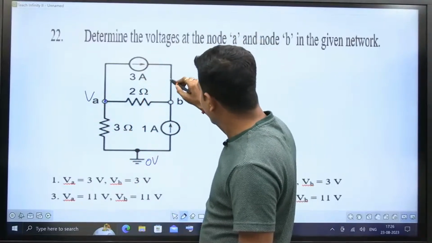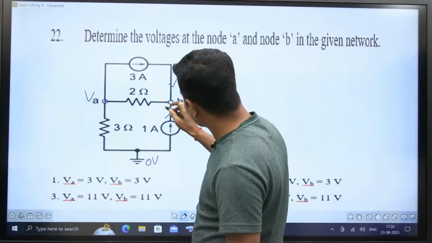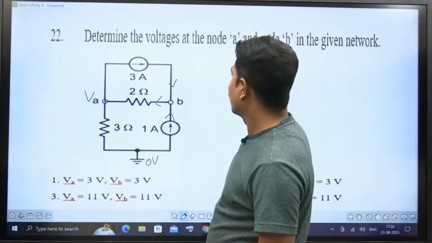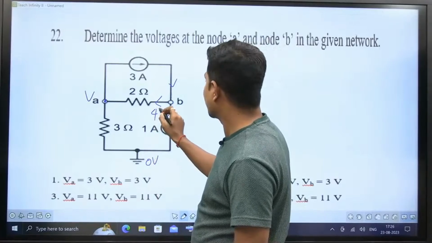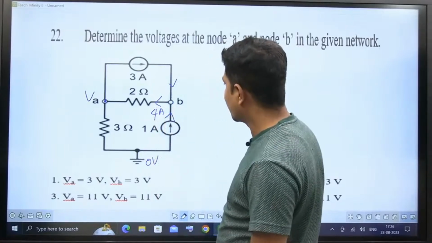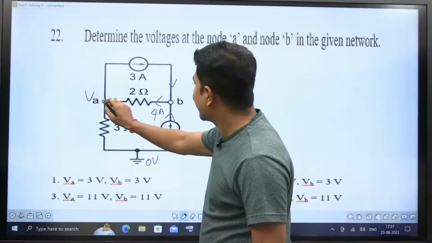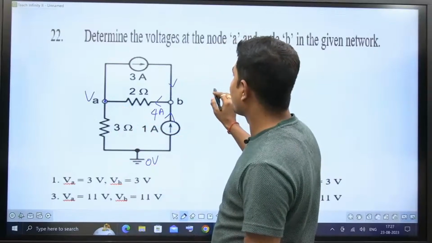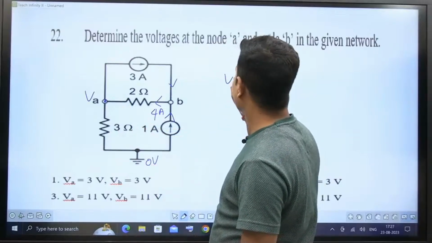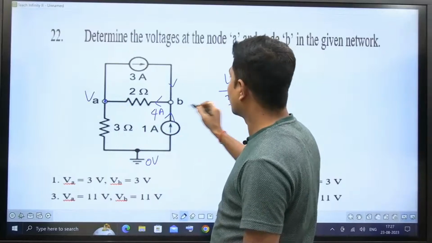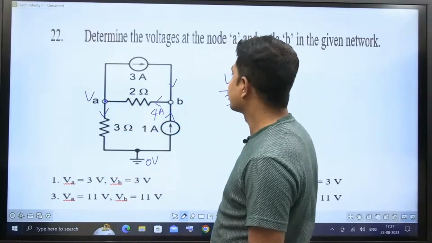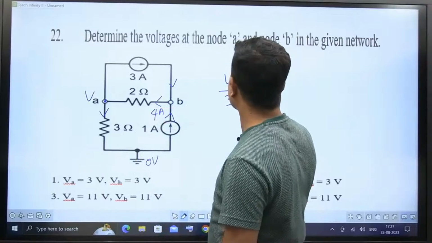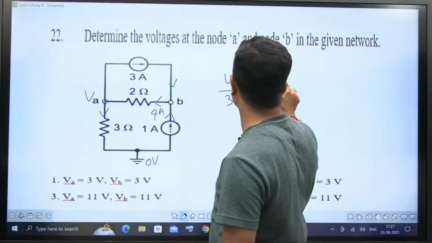You tell me 3 amperes is coming. Here 1 ampere is coming. Now how much is the current that is flowing here? The current that is flowing here is 4 amperes, right? Now I'll write KCL there. The current that is leaving from there is VA by 3, I'll assume that it is leaving. Another current that is leaving is 3 amperes. The current that is entering is equal to 4.